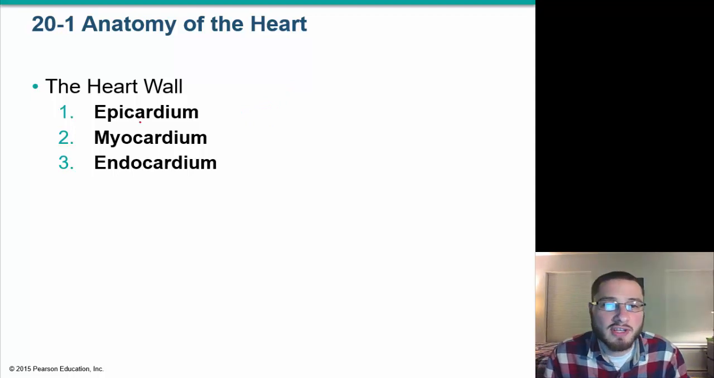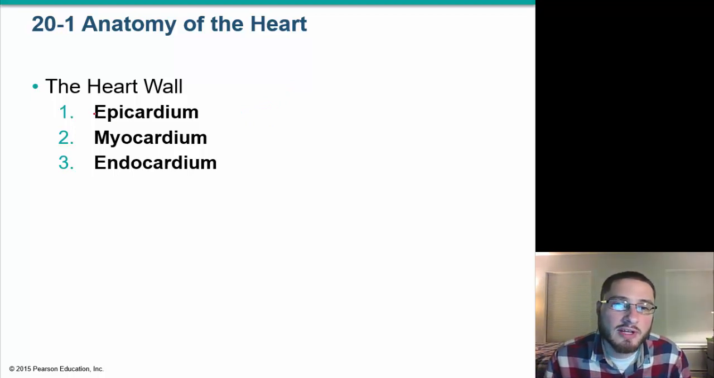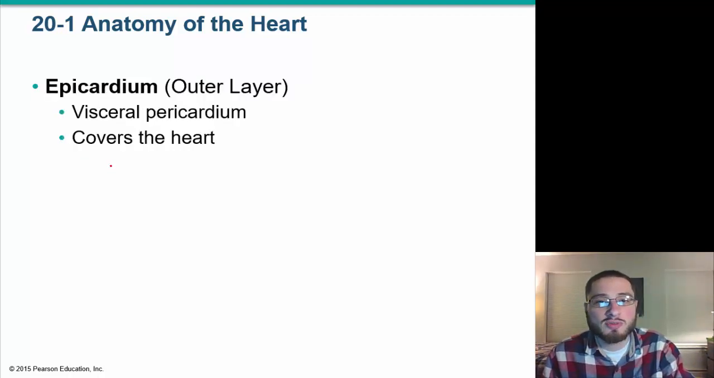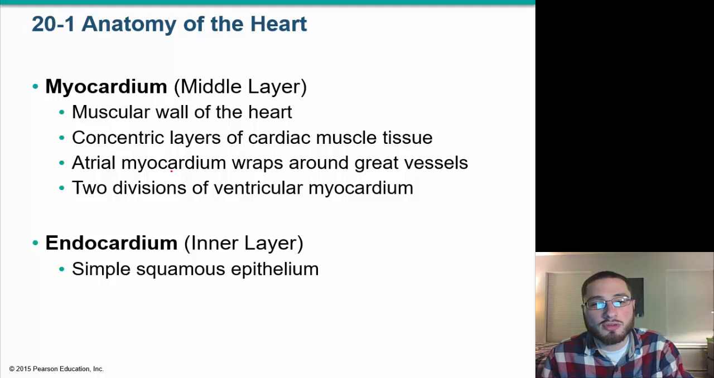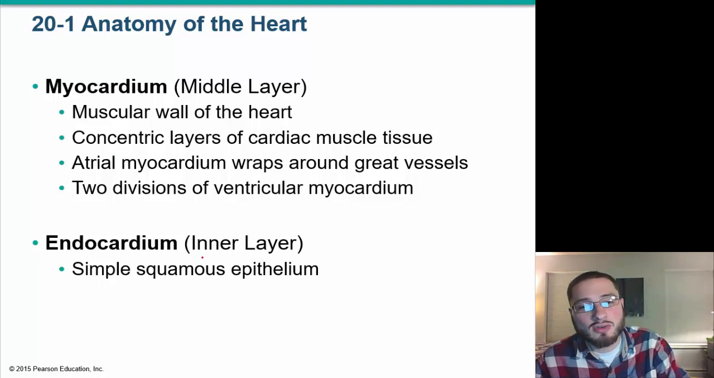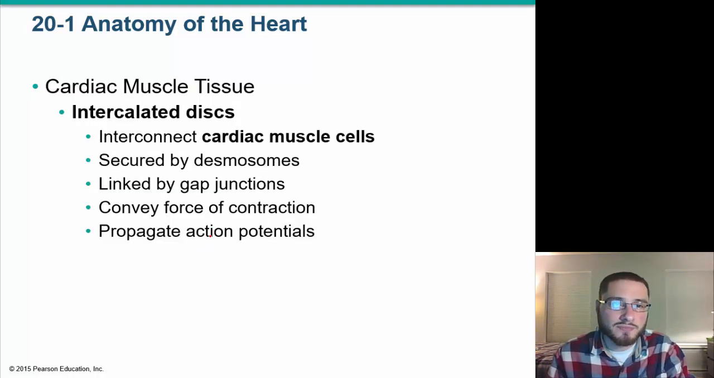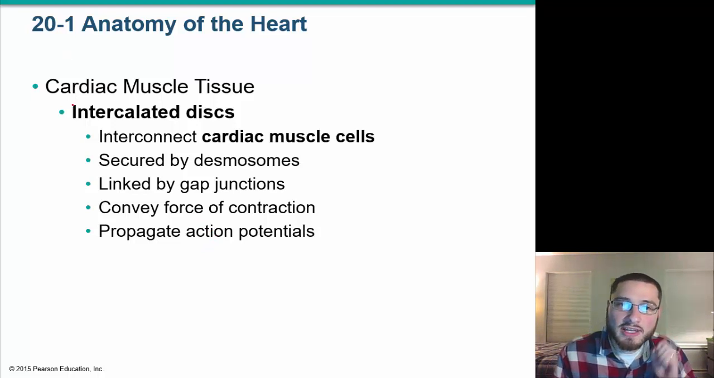The heart wall has this outer epicardium, the middle myocardium, and then the inner endocardium. The epicardium is that outer layer, myocardium is the middle, and then the endocardium is the inner layer. When we look at cardiac muscle tissue, so we looked at the three different types of muscle tissue where we had skeletal muscle tissue, and we had smooth muscle tissue, and we had cardiac muscle tissue.